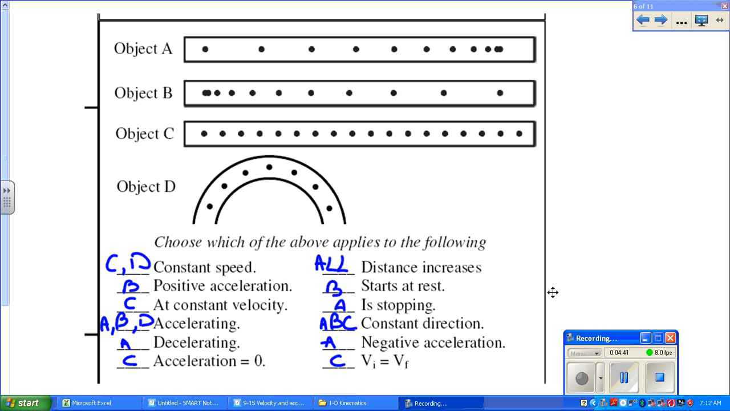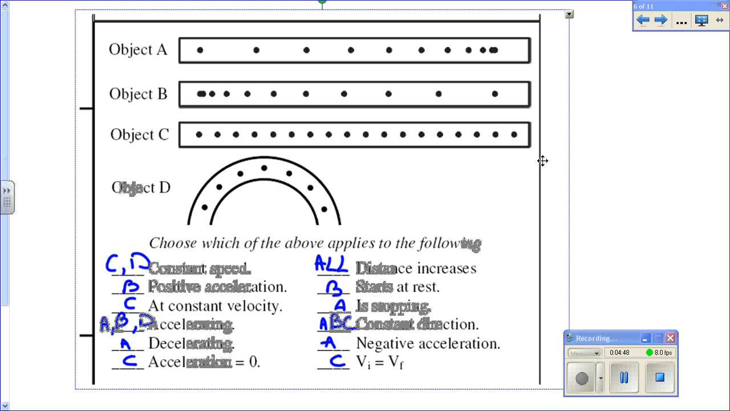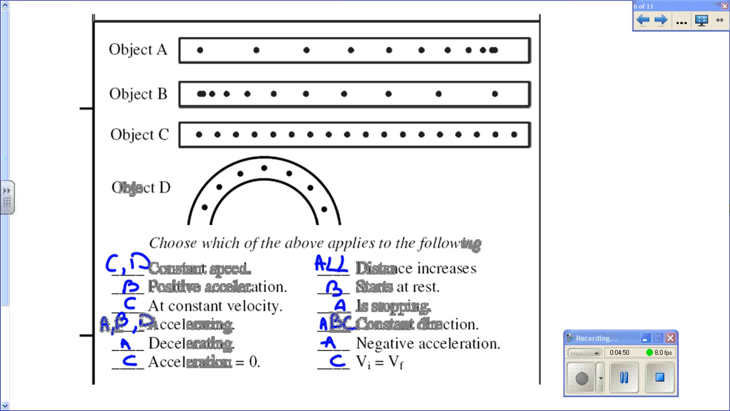All right, so here are your answers. The one that kind of depends on how you look at the questions is distance increases over here. The distance between the dots increasing would only be object B. But in all of these, since they're moving, the distance will continue to increase. You'll build up, build up, build up distance because all of them are moving. The other one is over here on accelerating.